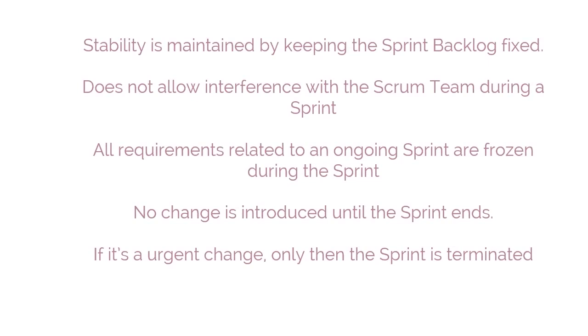In Scrum, all requirements related to an ongoing sprint are frozen during the sprint, and no change is introduced until the sprint ends, unless a change is deemed to be significant enough to stop the sprint. In the case of an urgent change, the sprint is terminated and the team meets to plan a new sprint. This is how Scrum accepts changes without creating the problem of changing release dates.